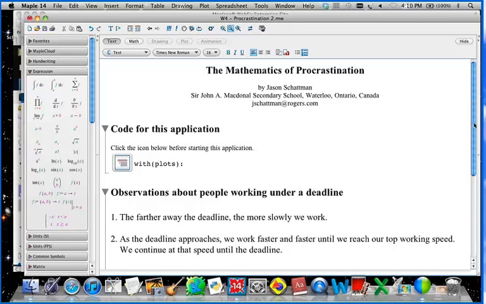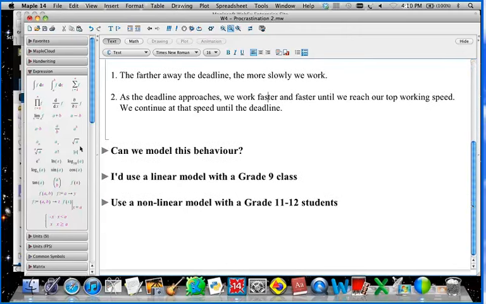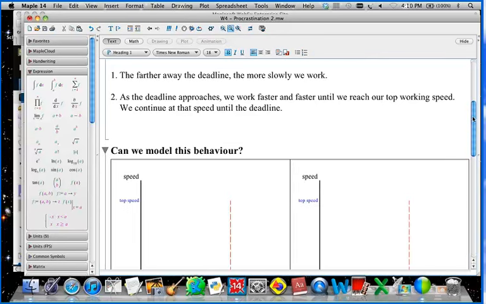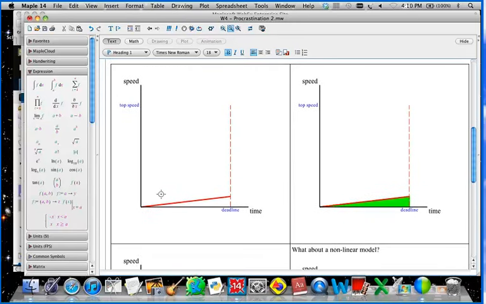And as I noticed that about myself, I was wondering, can I model that behavior mathematically? Because I see it in other people too. I see it in my students, see it in my wife, my own kids. And here's kind of the idea. Let's make a little graph here, just a little thought experiment. The x-axis is time, the y-axis is your working speed. And suppose here's your deadline. It's at some value of t. There it is.